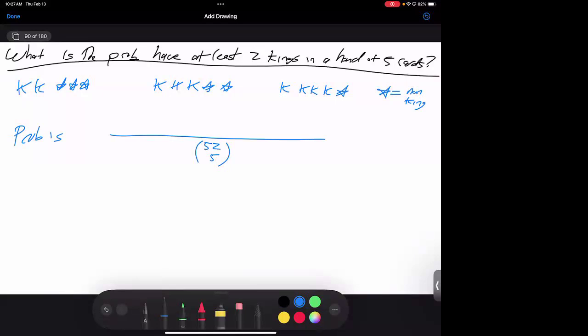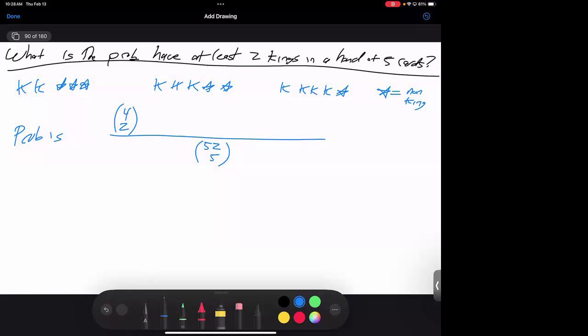How many ways can I have exactly 2 kings? So I have to choose 2 kings. How many ways can you choose 2 kings from the 4 kings? 4 choose 2. And now, how many cards are left over for my remaining 3? Well, I'm saying I want a hand with exactly 2 kings. I've chosen 2 kings from the 4. How many cards are left over where I can draw my remaining 3 cards from? 48. I can't draw from the kings.